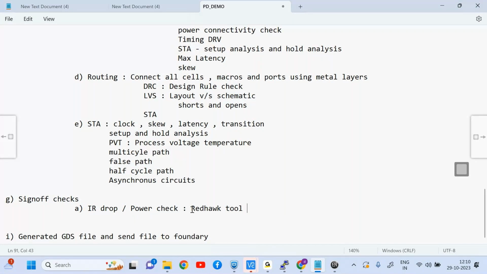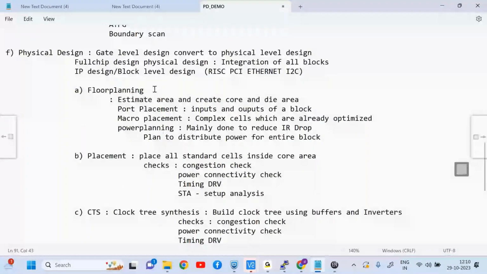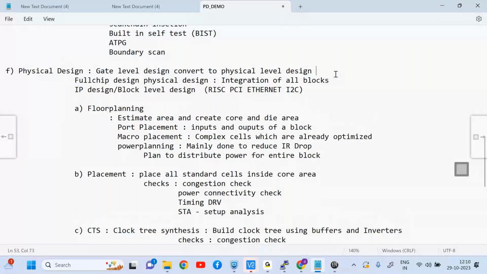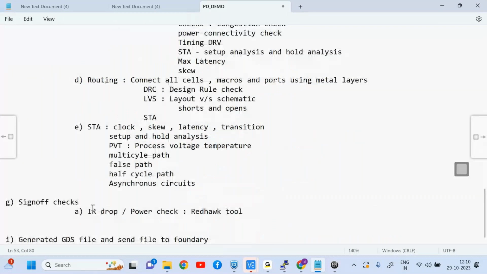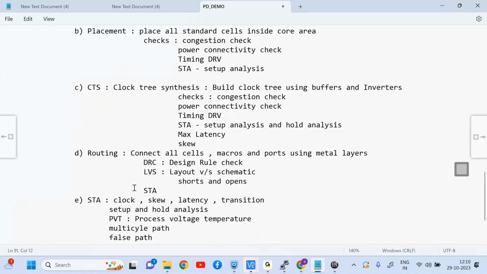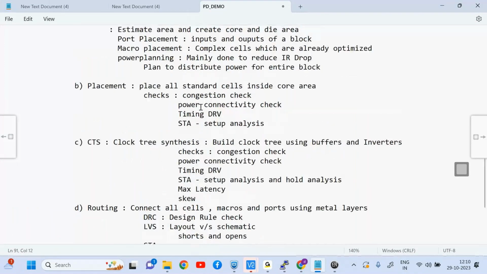It's not done in ICC2. For physical design, we use ICC2, integrated circuit compiler 2. But for sign off checks, IR drop and power check, we use a separate tool. Based on this IR drop feedback only, we will do power planning. They have experience with this type of circuit. From their feedback only, we should do power planning.